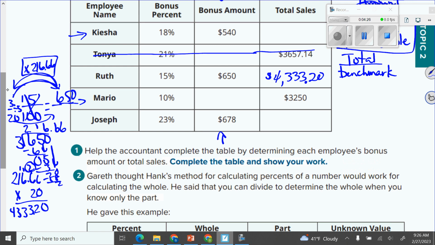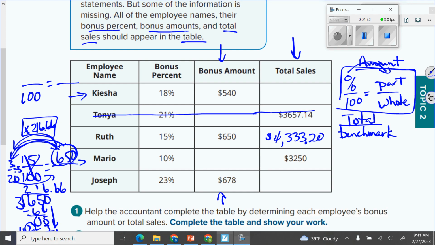Even though it doesn't work out super nice like it should if you do Keisha right, you should still be able to do Joseph's because this is going to be very similar to what we just did on that one. Okay, guys, keep working. Finish up the rest of these. Okay, so our first one, we hadn't done that one yet. So we have 18% and 540.